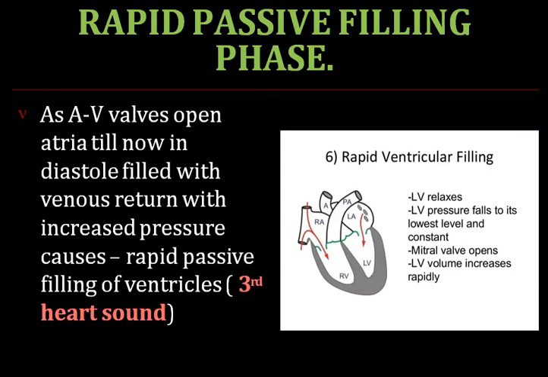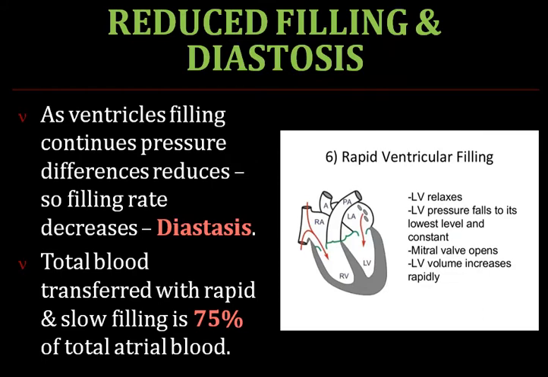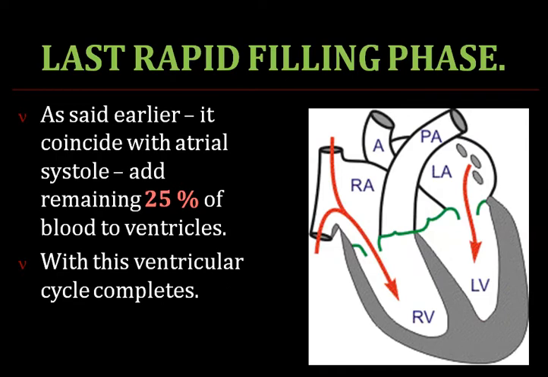Rapid passive filling phase. The AV valves open, and the atria, which till now in diastole were filled with venous return at increased pressure, cause the rapid passive filling of the ventricles, which produces the third heart sound. As ventricular filling continues, the pressure difference reduces, so the filling rate decreases, which is diastasis. Total blood transfer with rapid and slow filling is 75% of the total atrial blood. In the last rapid filling phase, as said earlier, it coincides with atrial systole and adds the remaining 25% of the blood to the ventricles. With this, the ventricular cycle completes.